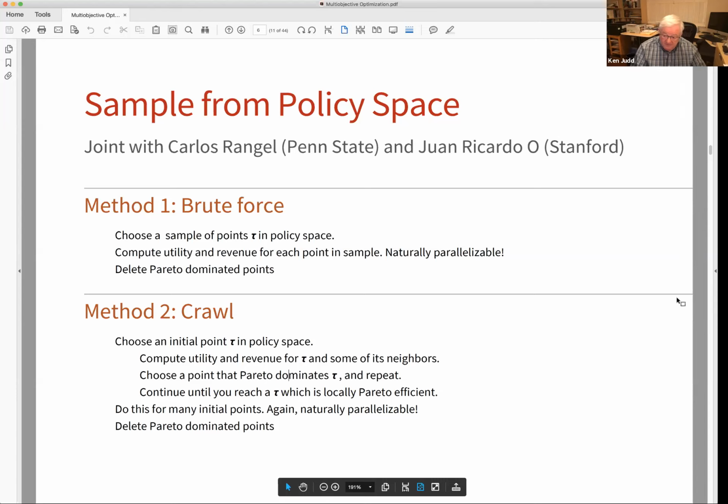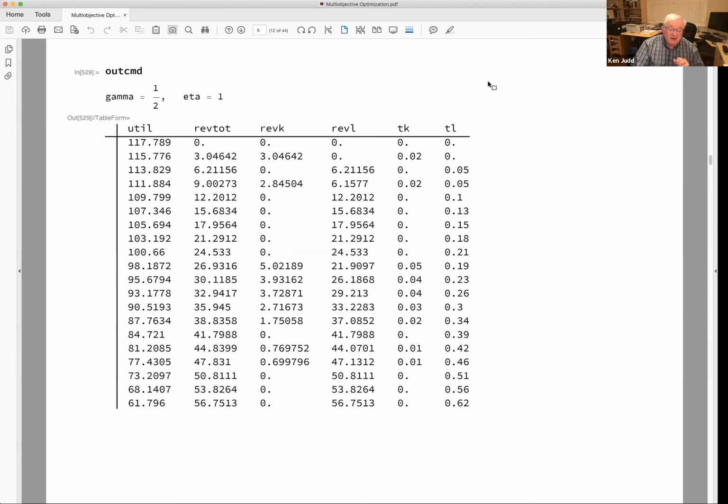So crawling is another one. And notice, by the way, brute force and crawling make no assumptions about the smoothness of the problem. Now, what Carlos and Ricardo and I did was look at the simple life cycle problem. Gamma is the inverse of the intertemporal elasticity of substitution. Eta is the elasticity of labor supply.